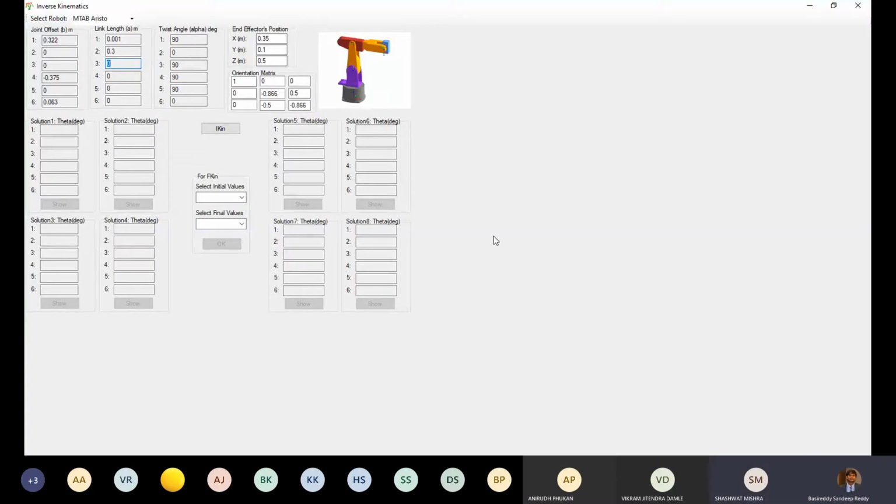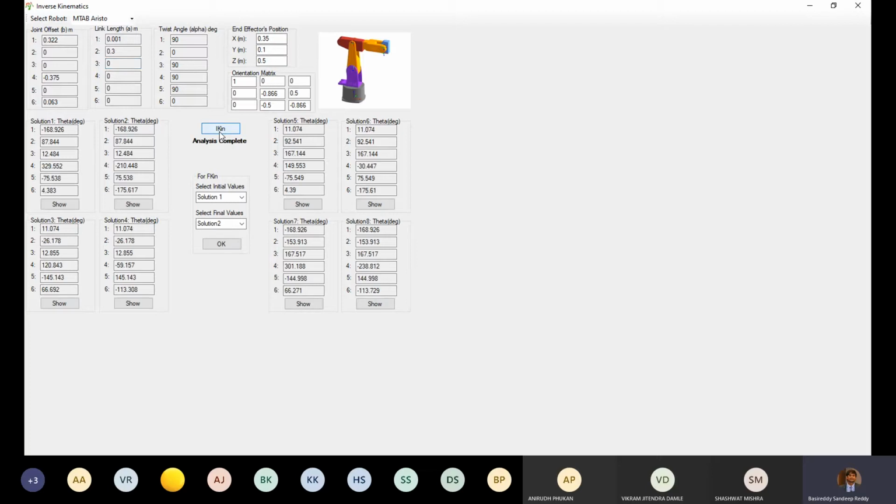Yes, sir. So you have X, Y, Z, and you have solution 1, solution 2, 3, 4, 5, 6, 7, 8. So if you press the inverse kinematics icon that you can see, for these X, Y, Z values and for these values of the orientation matrix R, you will get all these 8 different solutions from theta 1 to theta 6.